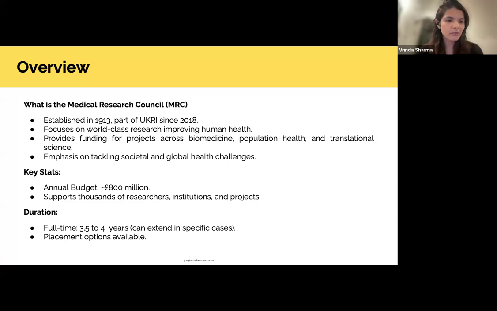So just to take you over some stats, MRC-DTP has an annual budget of about £800 million and has been supporting thousands of researchers across the UK. And it typically takes about 3.5 to 4 years to complete a PhD if you're a full-time student, or if you're a part-time student, the equivalent of that. And under the scheme, there are internship and placement opportunities also available, but I will take you over all of them later. Next slide, please.